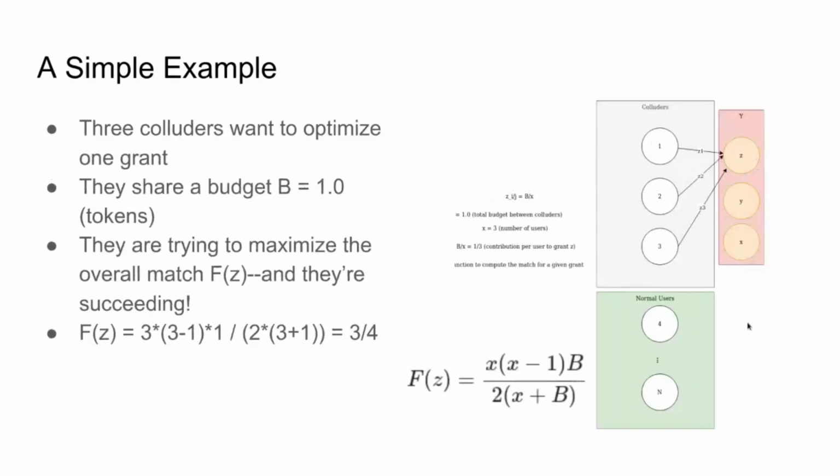This is an example of the type of collusion that we're looking at, and it turns out, and this is super interesting, if these 3 users want to maximize the total combined match across Z and Y, and they split their funding up accordingly, the optimal strategy still holds, and we see some really interesting results, but the overall achieved match is still the same.